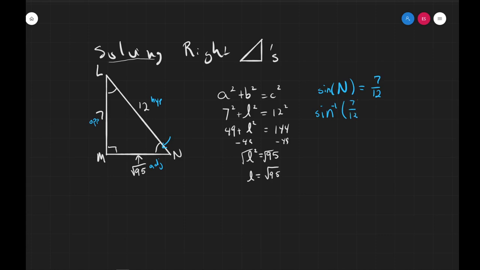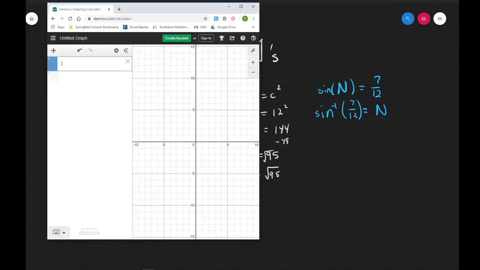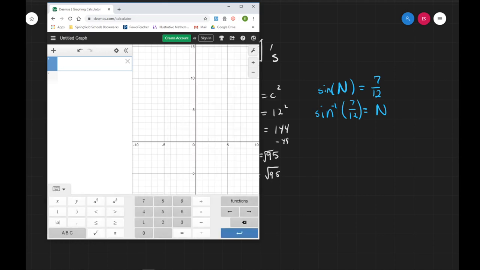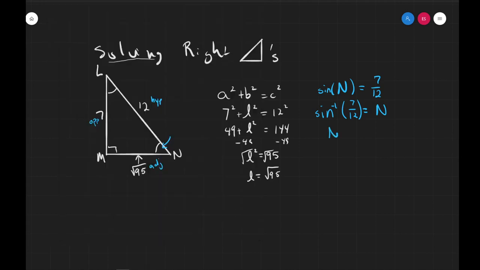Now, when we go to Desmos, again, make sure I'm in degree mode, since we're working with degrees. Go into our function library. We want to be in the trig tab, and we want to use that sine inverse, 7 divided by 12. And then we have that our angle N is 35.7 degrees. Angle N equals 35.7 degrees.